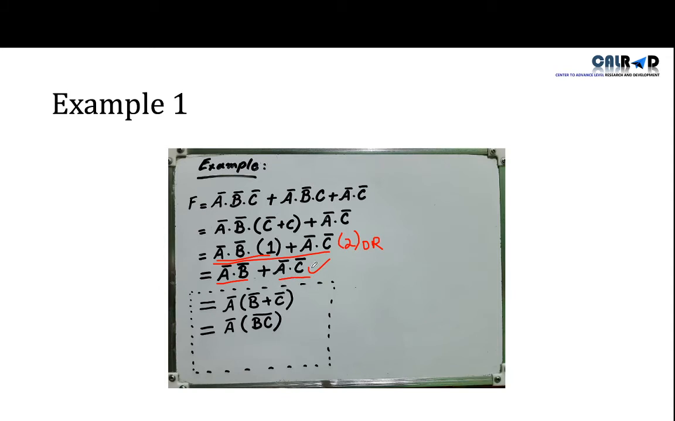Before applying this, what I told you last time, first thing is you have to check if we can simplify it without applying any rule. If we can simplify it, then we can apply the rule. Before applying the rule, we can see that we can take A bar common. So we take A bar common, and the remaining inside is B bar plus C bar.